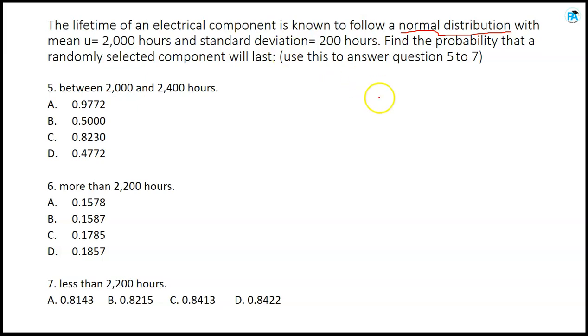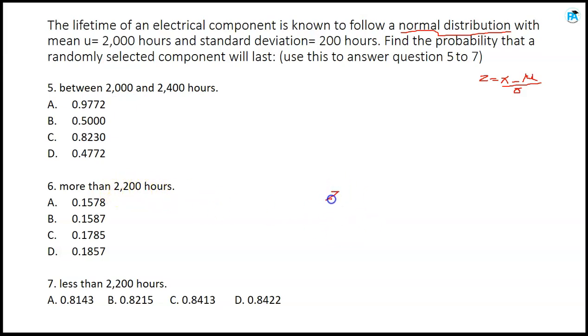Is that clear? So, now to do this, you need to know the formula for z. Z is equal to x minus mu, the mu looks like u, x minus mu over standard deviation. This is the symbol for population standard deviation. Okay, this is how we write it. So that's the formula for z. Okay, now to answer question 6, it said more than 2200.